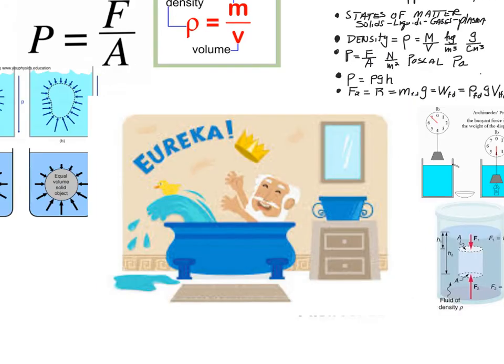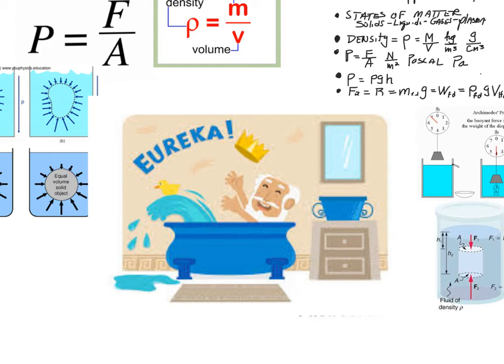Okay, a few words about Archimedes. I just looked him up. Archimedes of Syracuse was a Greek mathematician, physicist, engineer, inventor, and astronomer. He was born in 288 BC and died in 212 BC, so 2,300 years ago.